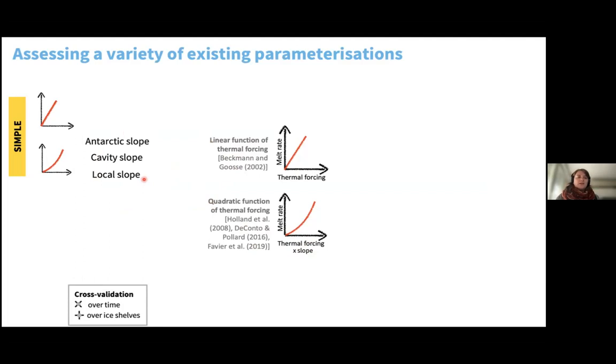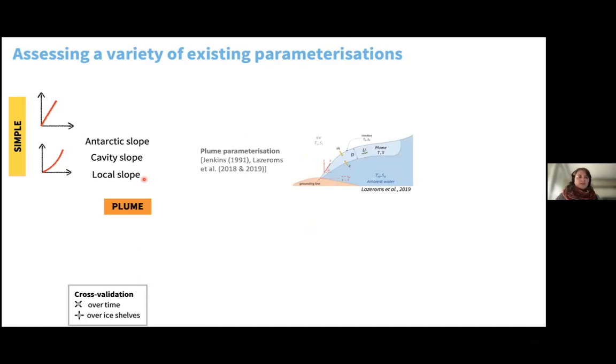So you can also define the slope in different ways. We tried out what happens if we use a constant slope for the whole of Antarctica, what happens if we use a cavity slope, so a slope for each ice shelf, and a local slope, which is the slope at each grid cell. Then there are more complex parameterizations, like for example, the plume parameterization, which assumes the formation of a buoyant plume at the grounding line, which then rises along the ice shelf-ocean interface.